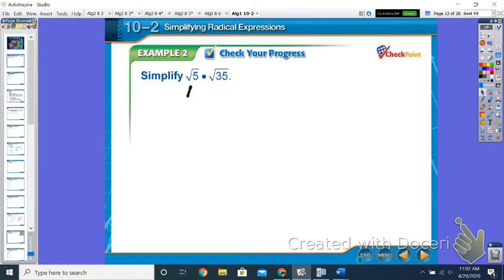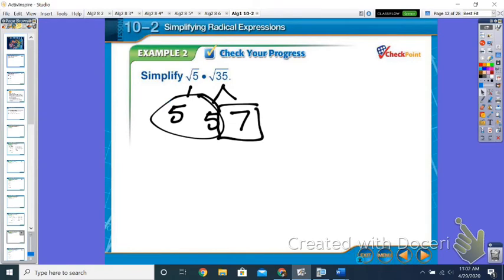Let's do another one quickly. So 5 is already prime. So again, I'm just going to draw it there. I can't do anything with it. 35 is 5 times 7. So there's 2 5's and 1 7 because all those are prime now. So this is just going to be 5 root 7.